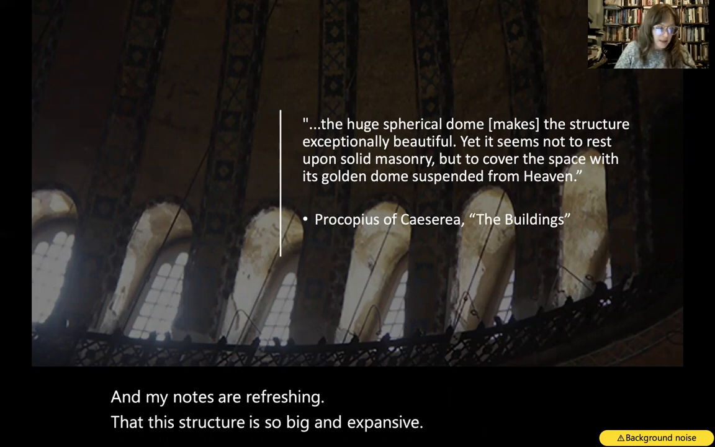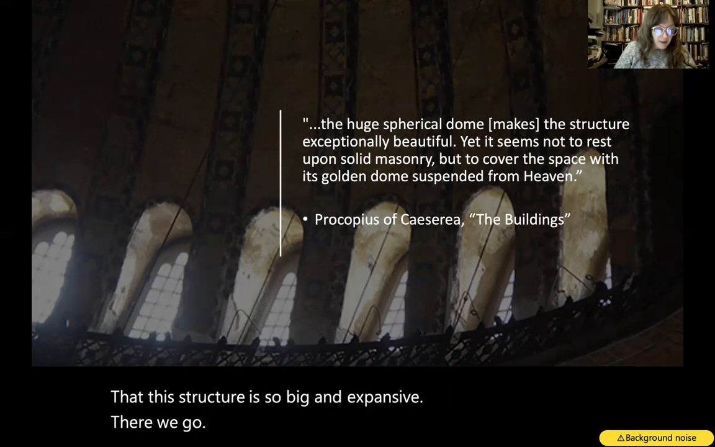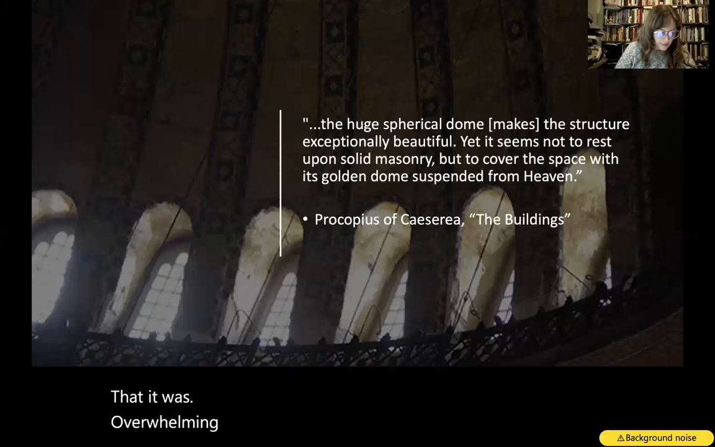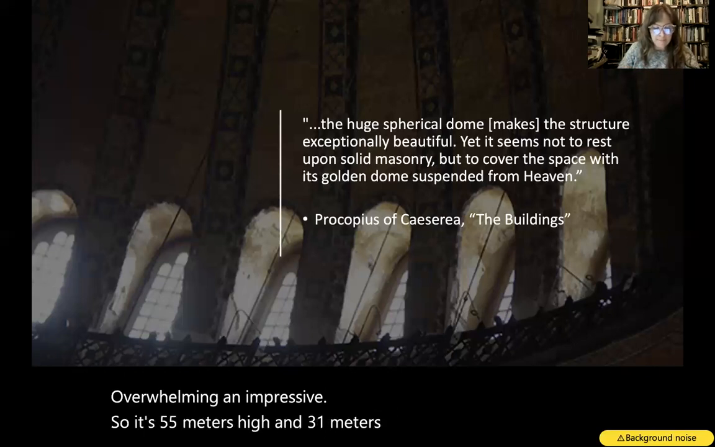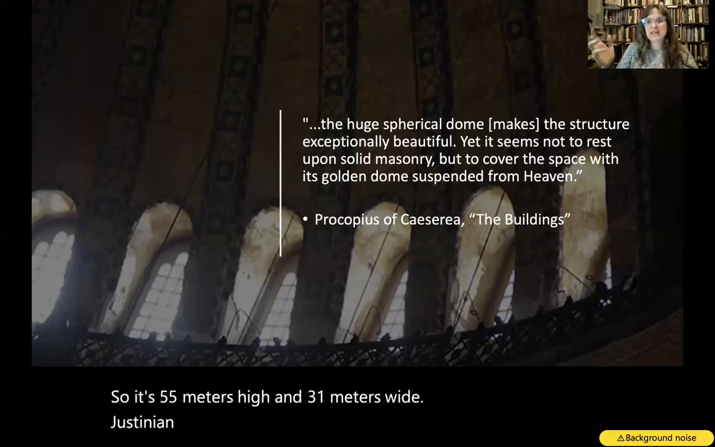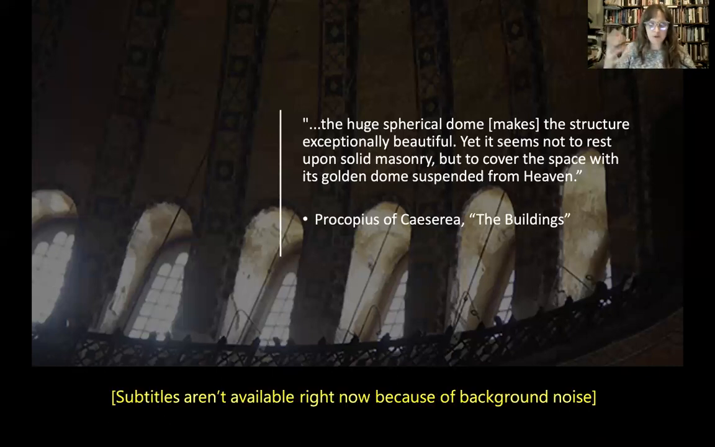That it was overwhelming and impressive. So it's 55 meters high and 31 meters wide. And Justinian was, according to tradition, said, "Solomon, I have outdone thee," when it was finished. So referring to the Temple of Solomon. There are 40 windows that go around the dome. You can see there the width of the wall.